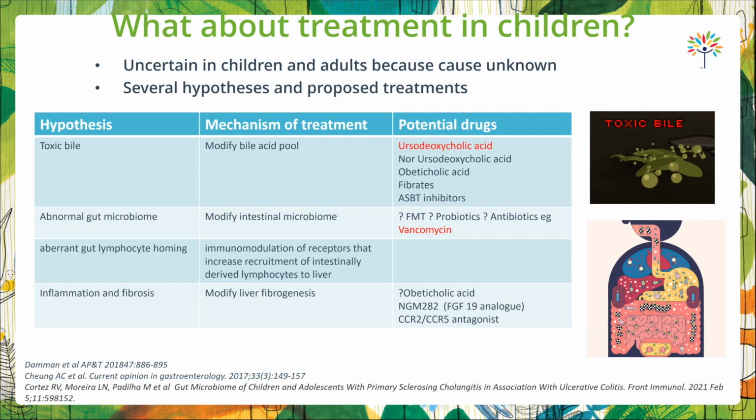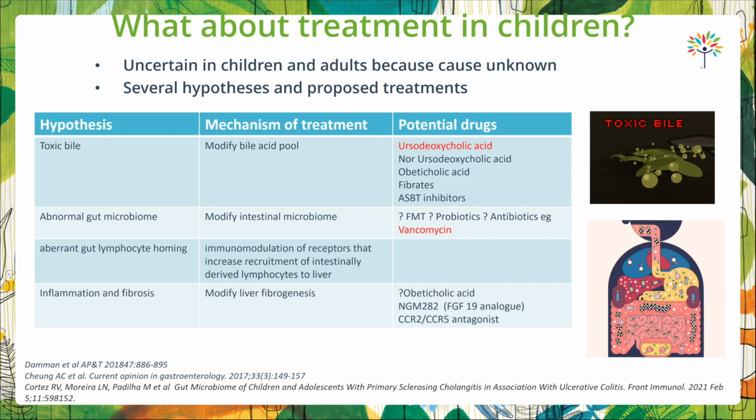There are some who believe that it is related to toxic bile. The bile itself is toxic, and if you're able to change the bile acid pool, that might help the disease. And so things like ursodeoxycholic acid, obeticholic acid, and some of the newer inhibitors of bile acid transport are directed at that theory. There are others who believe that the microbiome, the bugs in the gut, are abnormal and that they are causing the problem, and that's where treatments like vancomycin, probiotics, and fecal transplant come in.